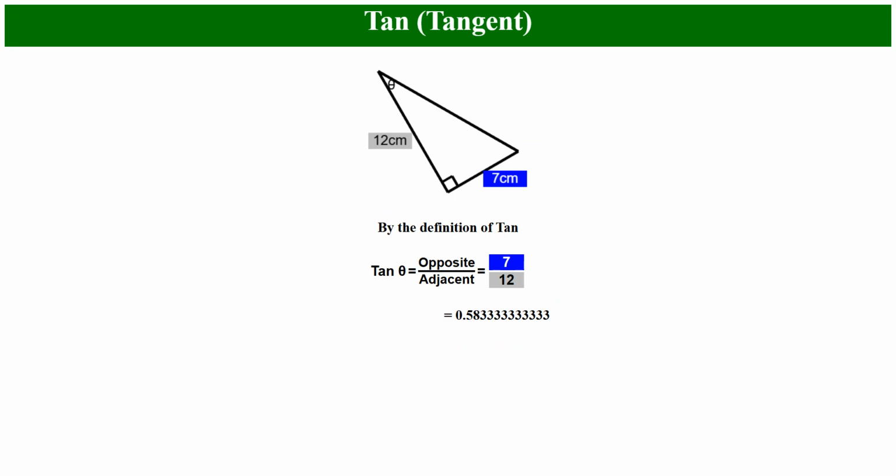And now to find the value of theta, well, we can write theta is tan to the minus 1 of 0.583 recurring. So we need to put that 0.583 recurring on the screen in the calculator and press the tan to the minus 1 key, or it could be the arc tan key on your calculator. And when we do it, we should get this theta is equal to 30.26 degrees. And that again is correct to 4 significant figures.